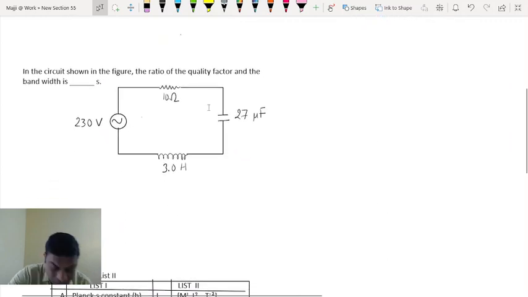In the circuit, this is the second question we are about to discuss. In the circuit shown in figure, the ratio of quality factor and bandwidth is.